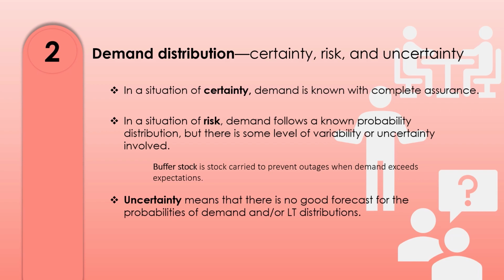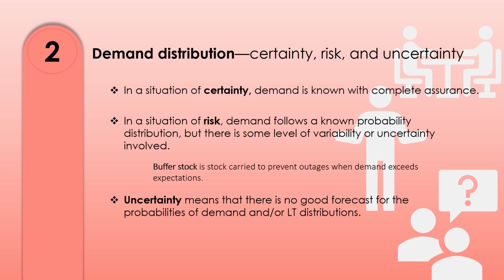Now, in a situation of uncertainty, there is a lack of historical data or clear probability distribution to reliably predict demand. This makes it challenging to make accurate forecasts. So uncertainty means that there is no good forecast for the probabilities of demand and/or the lead time distribution. When uncertainty exists, the probabilities for various levels of demand occurring are speculative. However, when there is a known risk, some planning can be done.